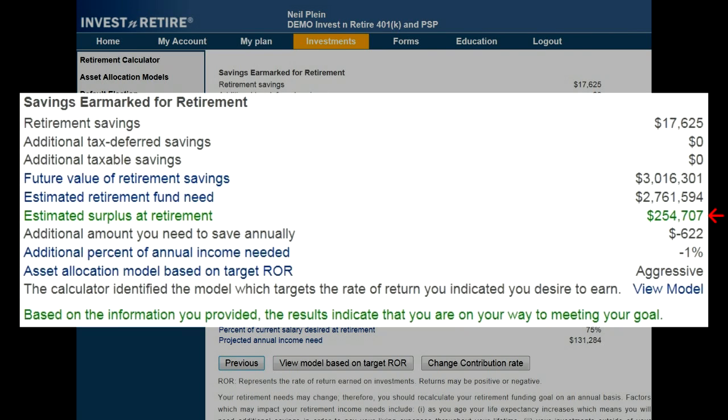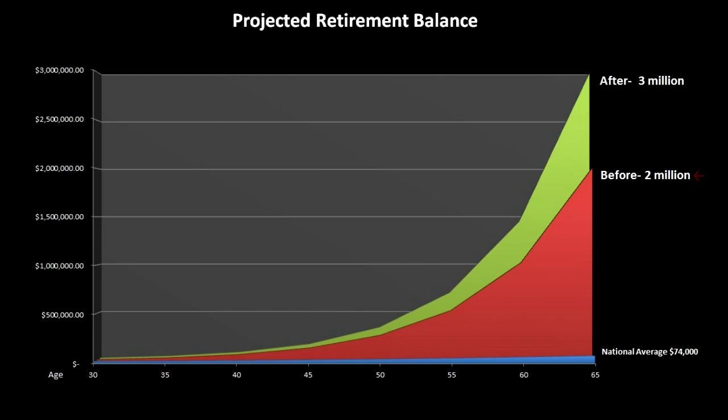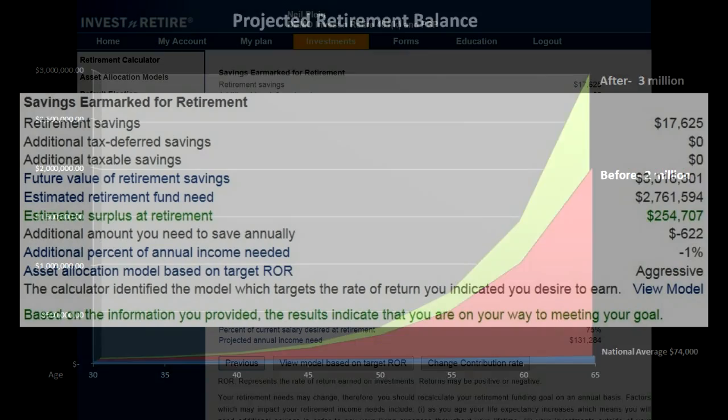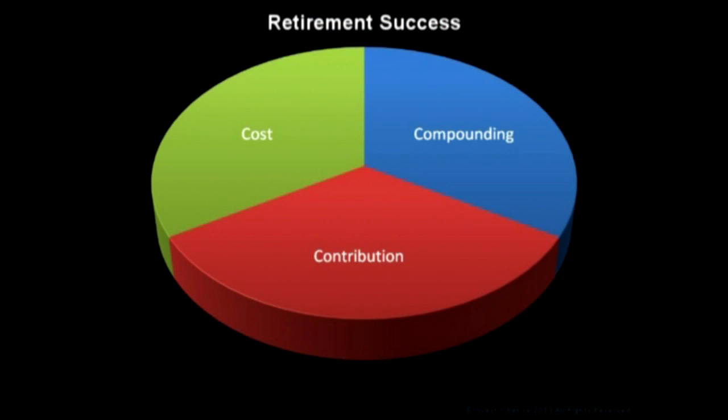So in just a few minutes, this participant was able to increase their projected balance at retirement by 50% from $2 to about $3 million with only minor changes to their plan. The ease and magnifying effect of these changes is made possible through integrating cost, compounding, and contribution.